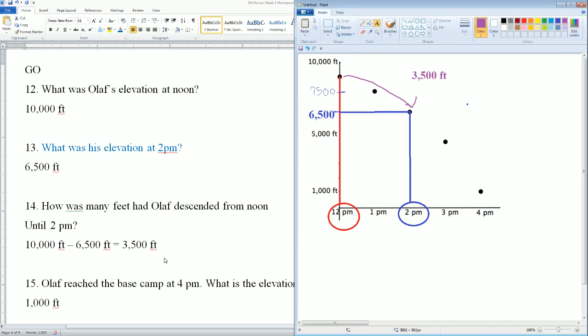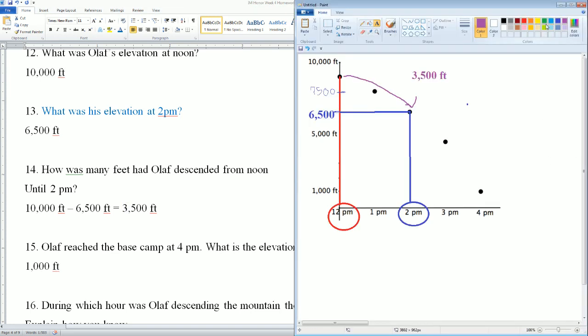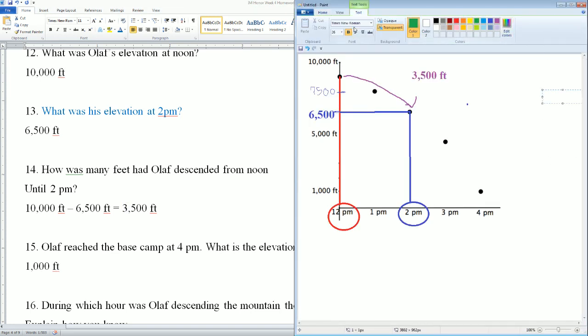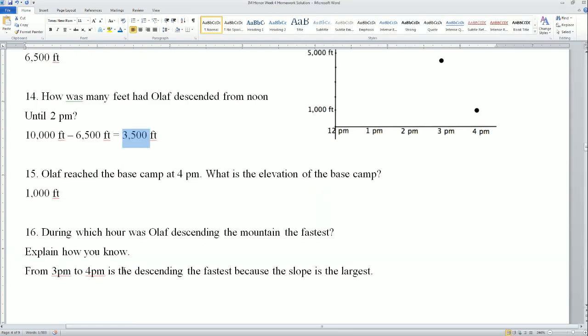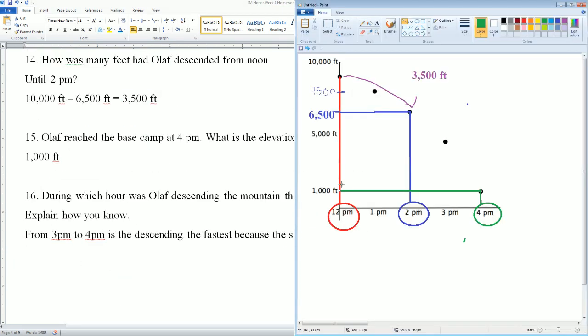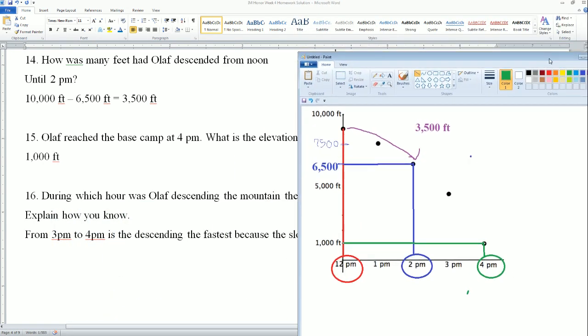Good. Next, Olaf reached the base camp at 4 p.m. What is the elevation at the base camp? So we're going to look at 4 p.m., and we are looking for an elevation. Go up, that is that point. Go across. That is how you get 1,000 feet. So the question here is, during which hour was Olaf descending the mountain the fastest?